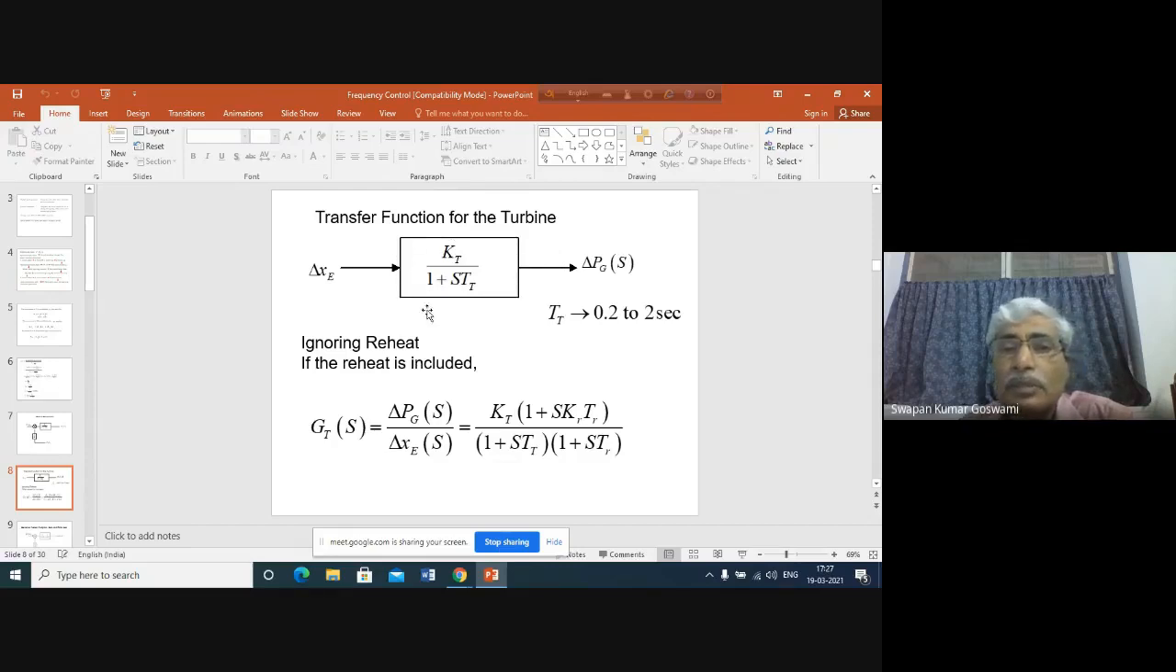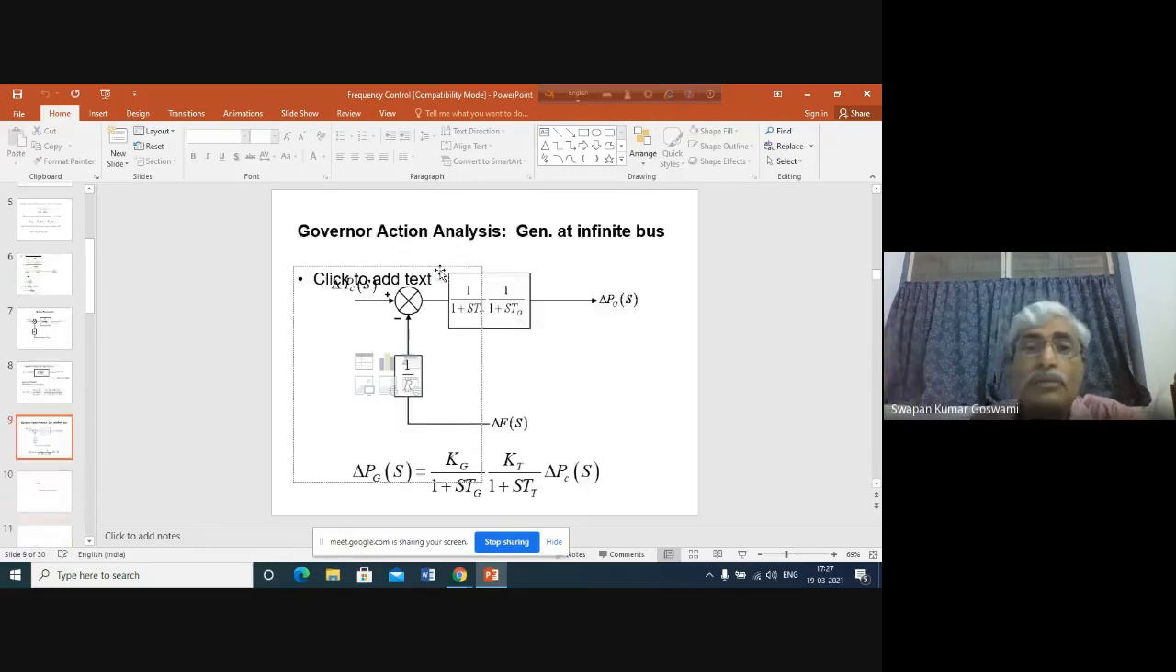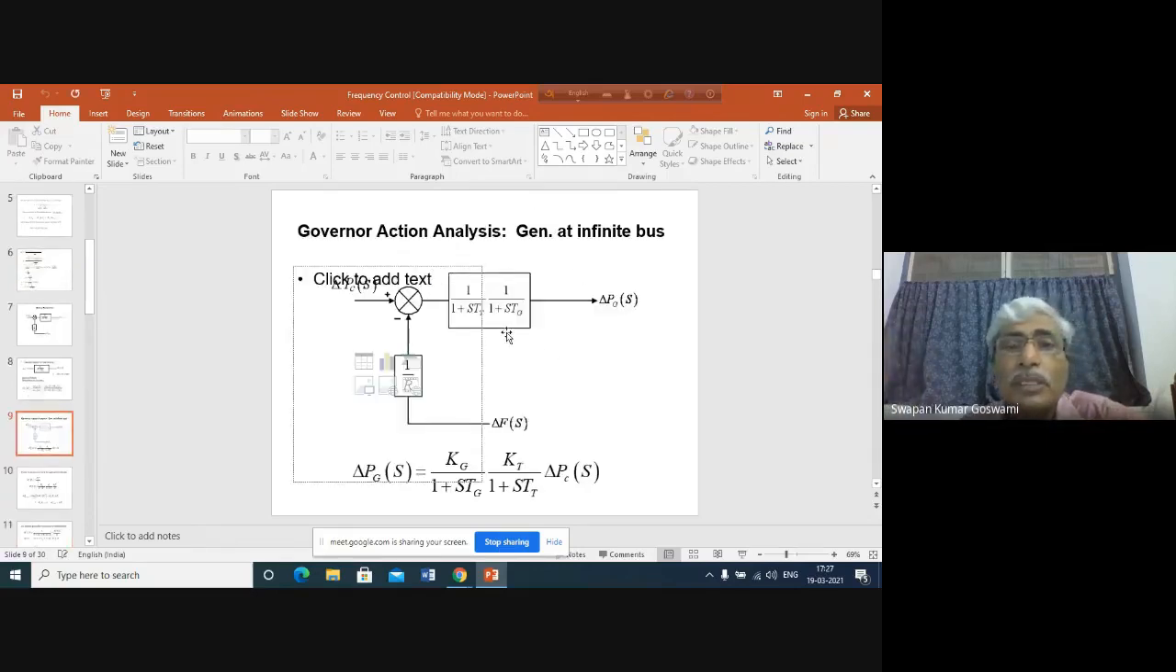So neglecting the reheater, only by considering the superheater, this will be the representation of the turbine, and we shall be now satisfied with this model only. Okay, now what we have to do? Now let us consider adding these two things.